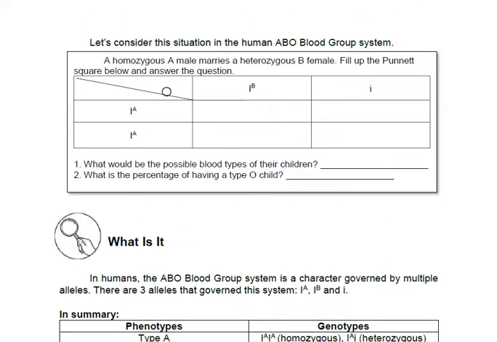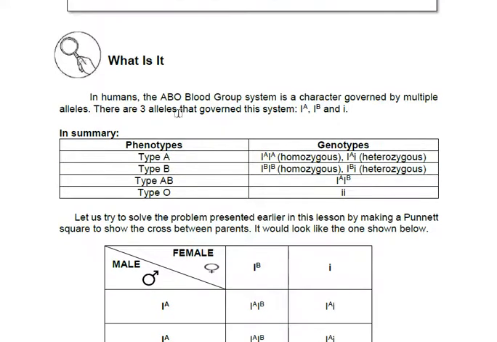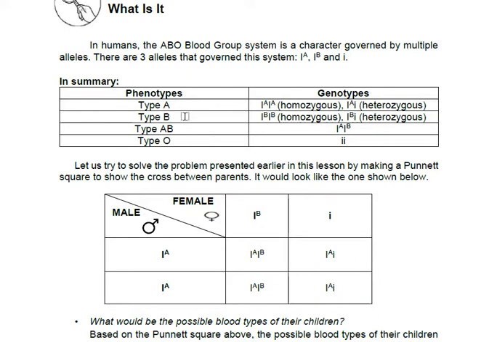This involves the human ABO blood group system. And here, these are the different alleles. There are 3 alleles that govern the ABO blood group. That is capital letter I, subletter A, and capital letter I, subletter B, and small letter i. So, the phenotypes, there are 4. And then there are 6 genotypes. Okay? Here, 1, 2, 3, 4, 5, 6. And there are only 4 phenotypes.